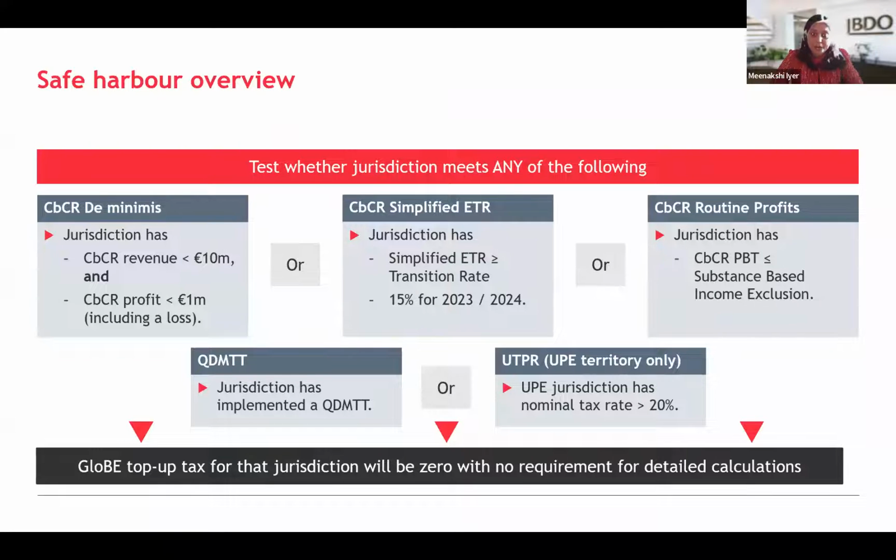The other one is the UTPR rule, and effectively this is more relevant for potentially US headquartered groups. What this rule says is if the ultimate parent entity has not implemented Pillar 2, then for the years up to 31st of December 2026, if the nominal tax rate of the ultimate parent entity is greater than 20%, then you don't have to apply the UTPR. So for example, if you have a group with a US headquarter company and a UK subsidiary, the UK subsidiary can get away with not applying the UTPR up to 31st December 2026, as long as the nominal tax rate of the UPE is greater than 20%.